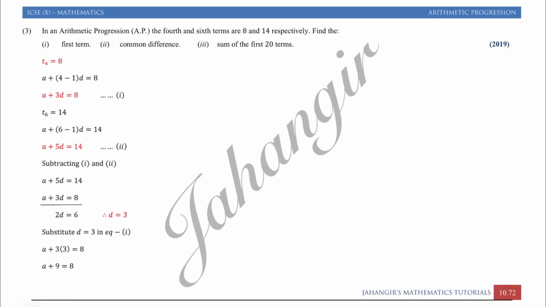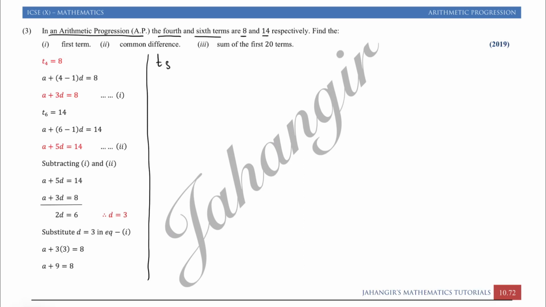Question number 3. In an arithmetic progression AP, the fourth and the sixth terms are 8 and 14. It's a similar type of question which was asked in 2018. Find the first term, common difference and sum of the first 20 terms. It's totally similar to the question of 2018.